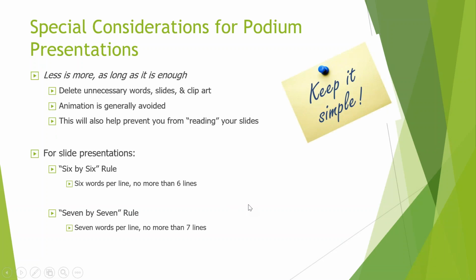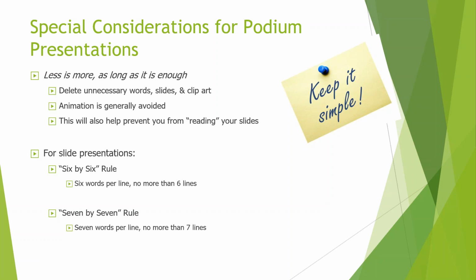Special considerations for the podium presentations. Less is more. There are rules out there. You'll see the 6x6 rule where you have no more than 6 words on 6 lines. And if you go to the next web page, you'll find the 7x7 rule, no more than 7 words on 7 lines. But what all these have in common is we're trying to limit the amount of words on a page so we're telling a story. We don't need to have unnecessary clutter.